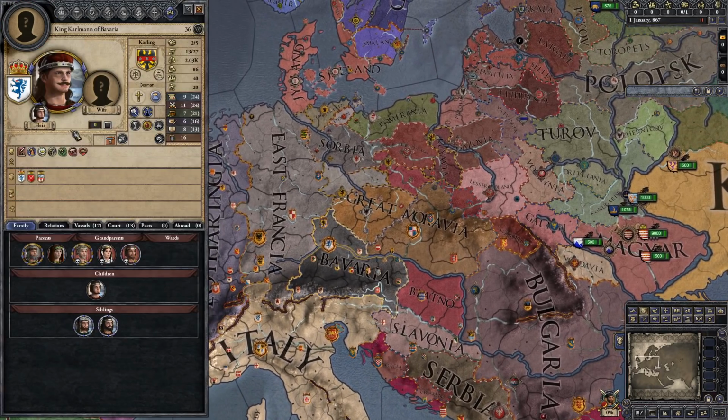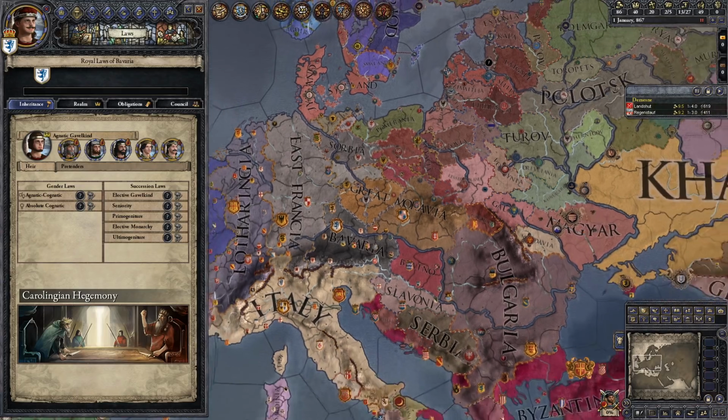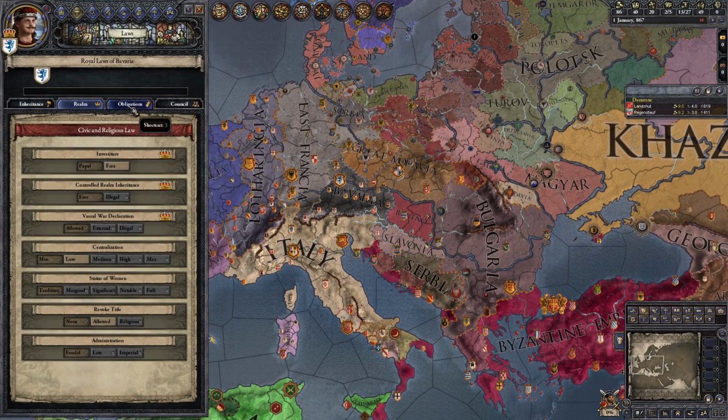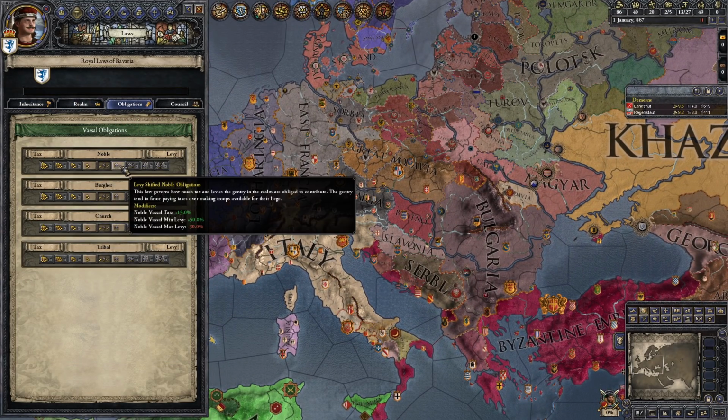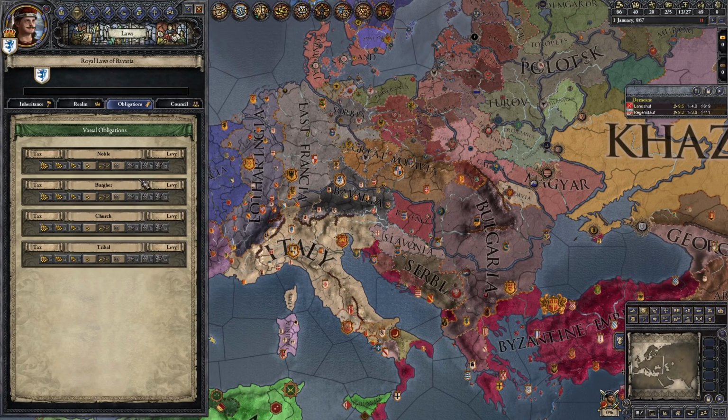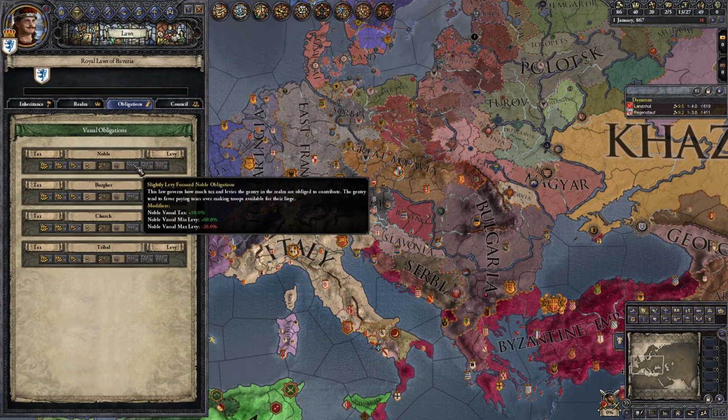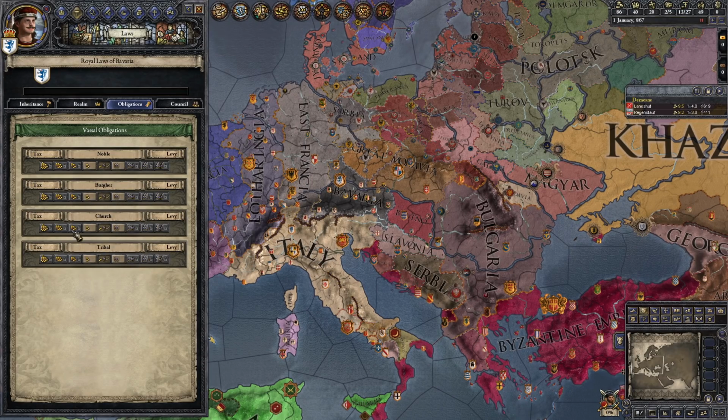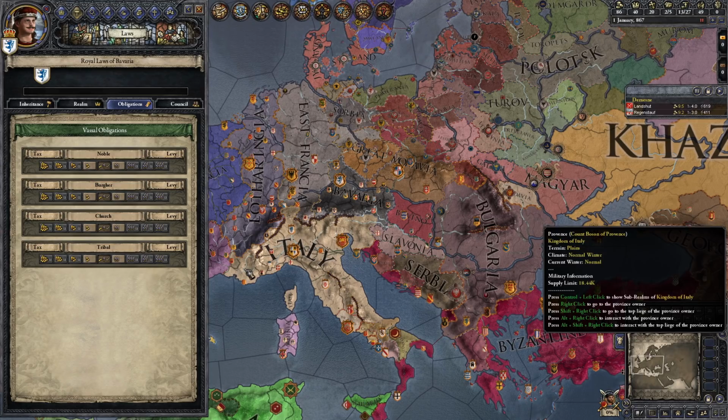In CK2, when you were a king, for example, what you would do is you would go to the law page and you would say, wow, look at all these obligations. I can change any of these and I have to do it for the entire realm. I will make every single vassal more angry because they will have to give me more levies or they will have to give me more money. Same for the burghers, the church and the tribal ones.